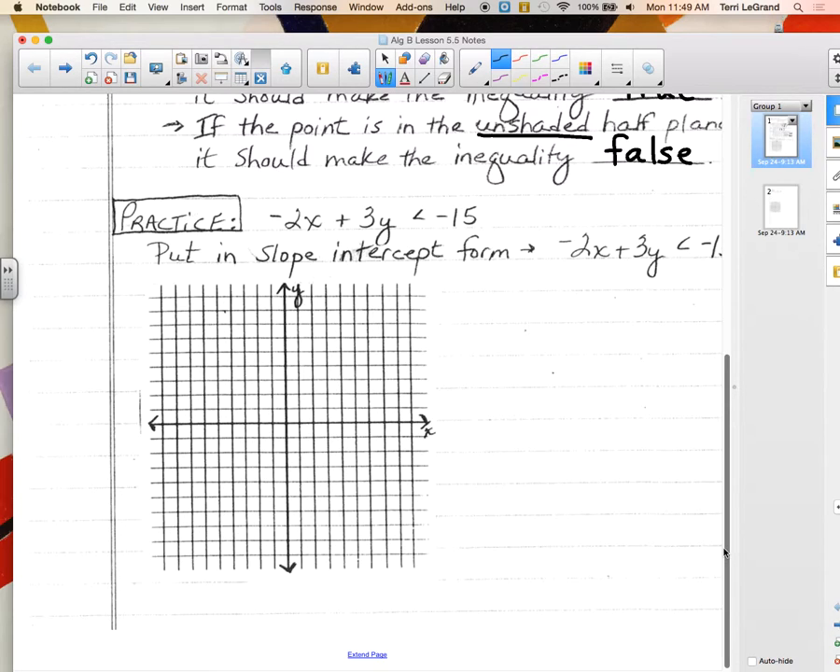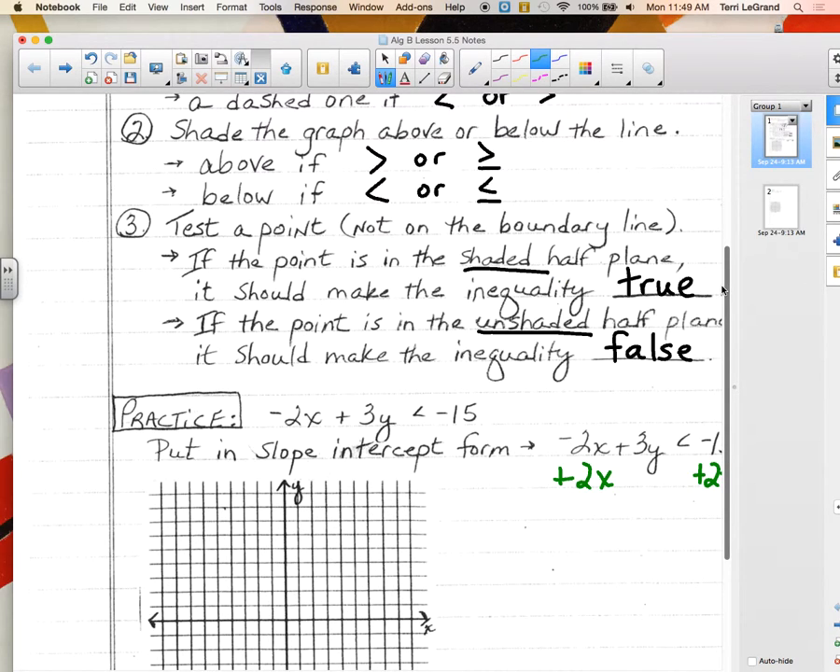Negative 2x plus 3y is less than negative 1. We want to get y by itself. What should we do? Trey? Add 2x to both sides. Yeah, add 2x to both sides. Add 2x on both sides.